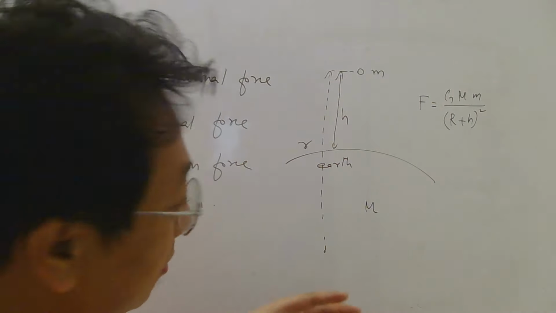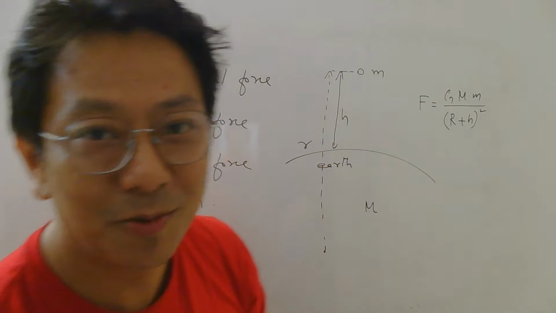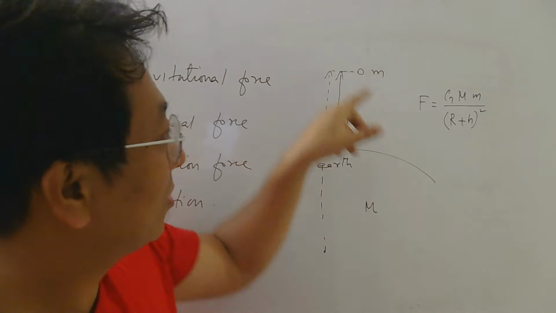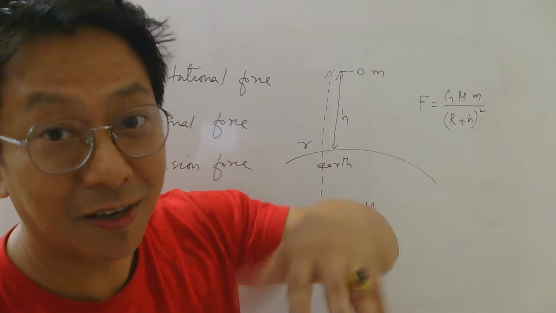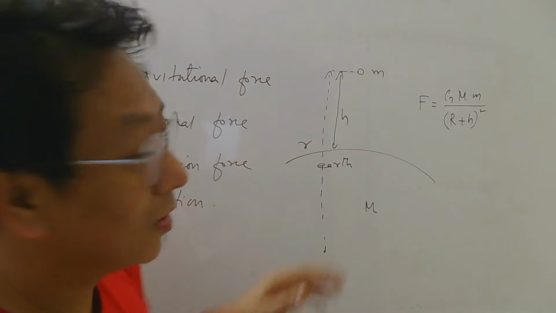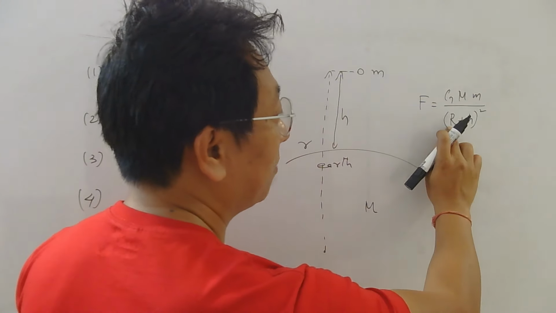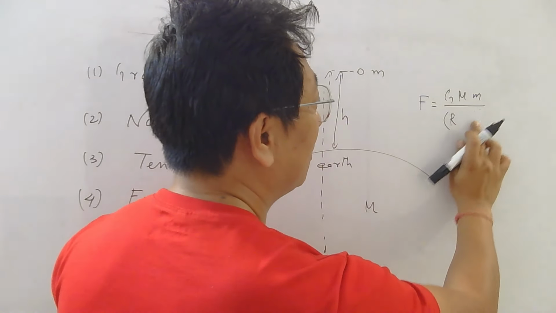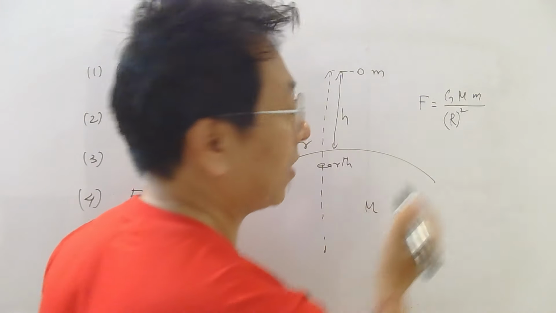Now in mechanics, at least when we start problem solving in mechanics, the height considered will be quite small. So these bodies will be at small heights compared to radius of earth. So this height will be very small compared to radius of earth. So we can neglect that. If you do that, then you will get here simply R square.